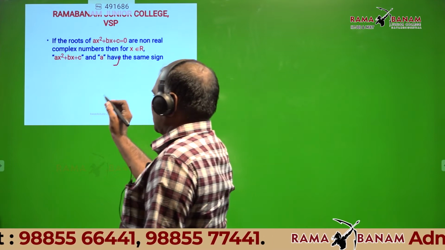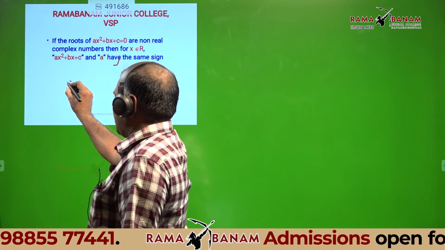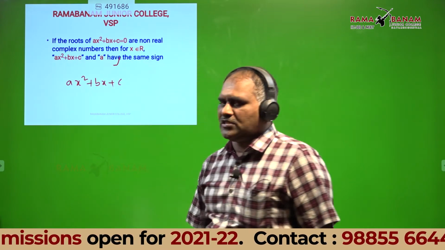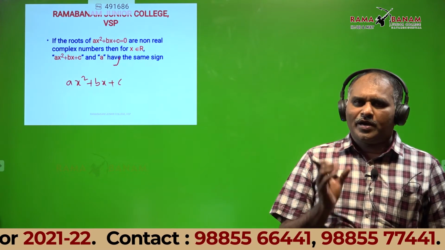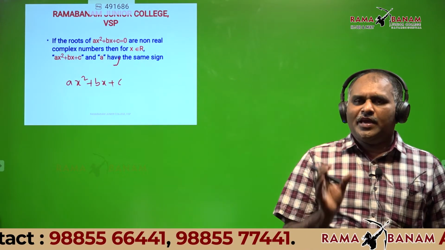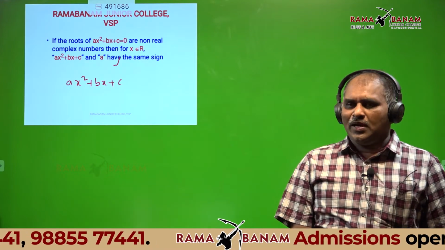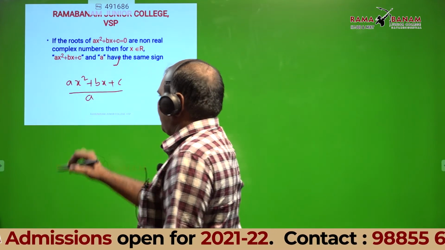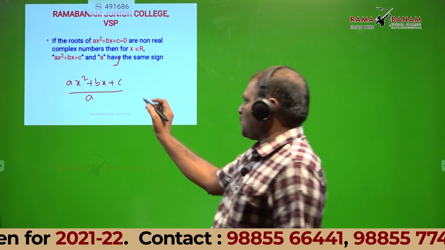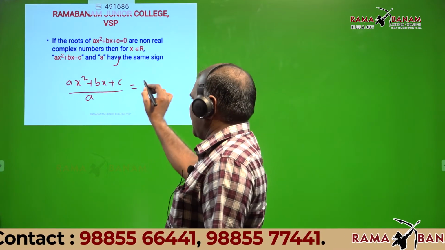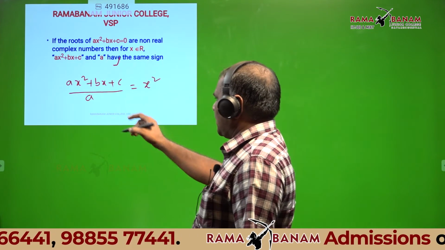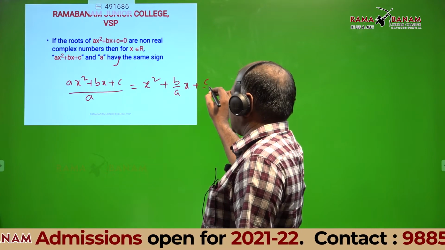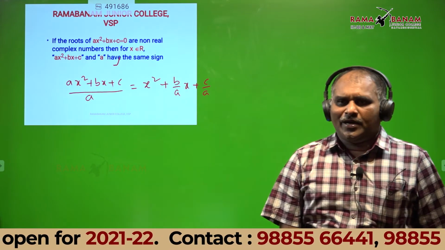Here, listen. Let a quadratic expression be ax square plus bx plus c. Consider dividing with a. You can split it, and what do you get? A cancels. x square plus b by a into x plus c by a. Understood this step?